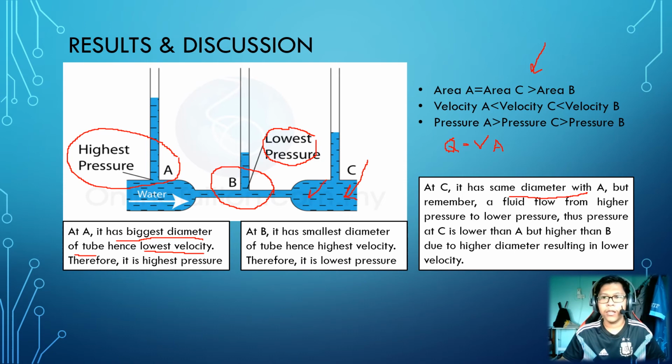So, to conclude, to simplify this, we have to look at this point, which means the velocity at A is the lowest, the velocity at B is the highest. The pressure at A is the highest, the pressure at B is the... no, the pressure at B is the lowest. That's it.